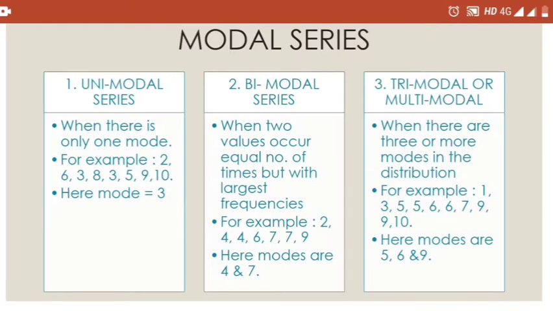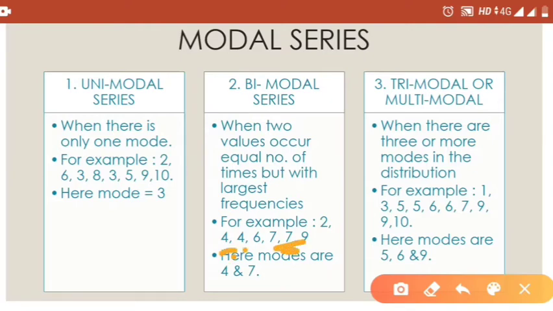Next is bimodal series. When two values occur an equal number of times, with the largest frequency. As you can see in the example, 4 occurs 2 times and 7 occurs 2 times. So 4 is also the mode and 7 is also the mode. So there are 2 modes in this data, so it's called a bimodal series.